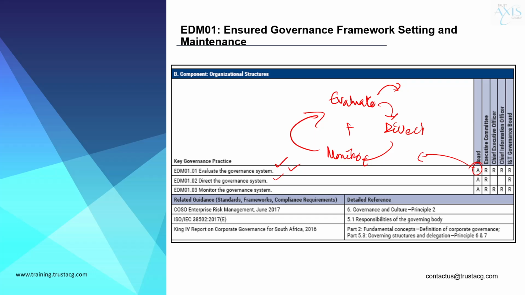There is also the King 4 report on corporate governance for South Africa, which was published in 2006. This is again a cornerstone reference in governance practices. Its part 2 defines some of the core governance concepts, and its part 5.3 explains governing structures, delegations, and principles of accountability and oversight.